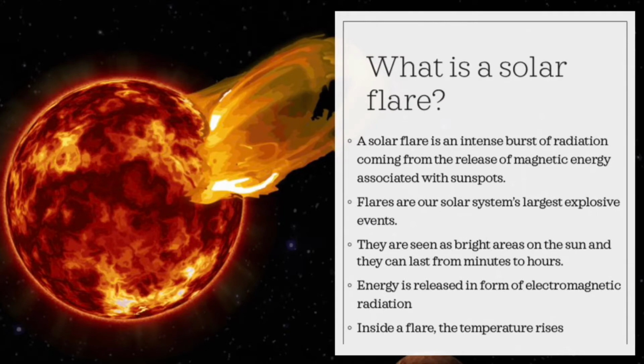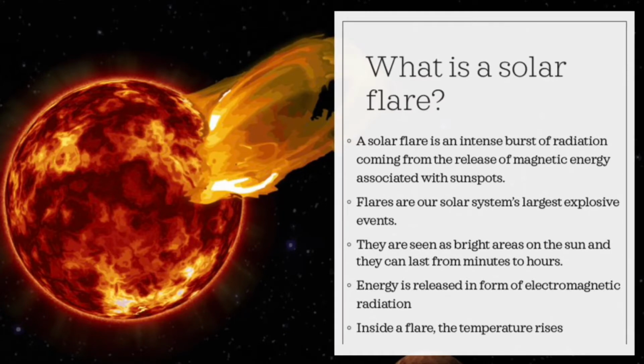The energy of a flare is released in the form of electromagnetic radiation, in radio waves, visible light, gamma rays, and other types of waves. The electromagnetic energy and the energetic particles from a solar flare get sent out into space and can intersect with the Earth. Inside a flare, the temperature typically reaches 10 or 20 million degrees Kelvin and can be as high as 100 million degrees Kelvin.